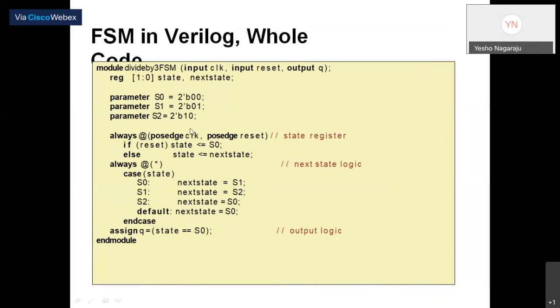So this is how you can describe your FSMs inside Verilog. The crux here is that you have to break your design into next state logic, how many state elements are required, and what the output logic is. If you can break it this way, then any bigger FSM can be attempted. And we are using parameters here to make the code more readable.